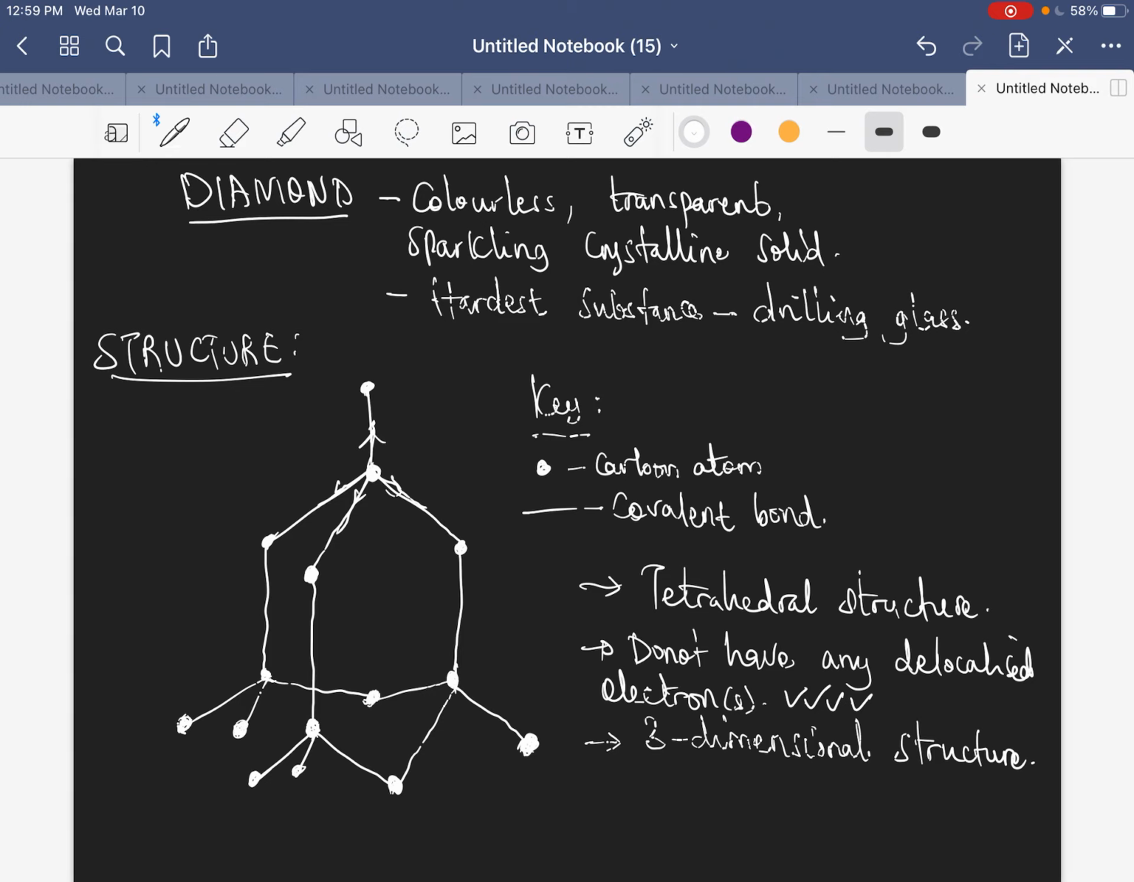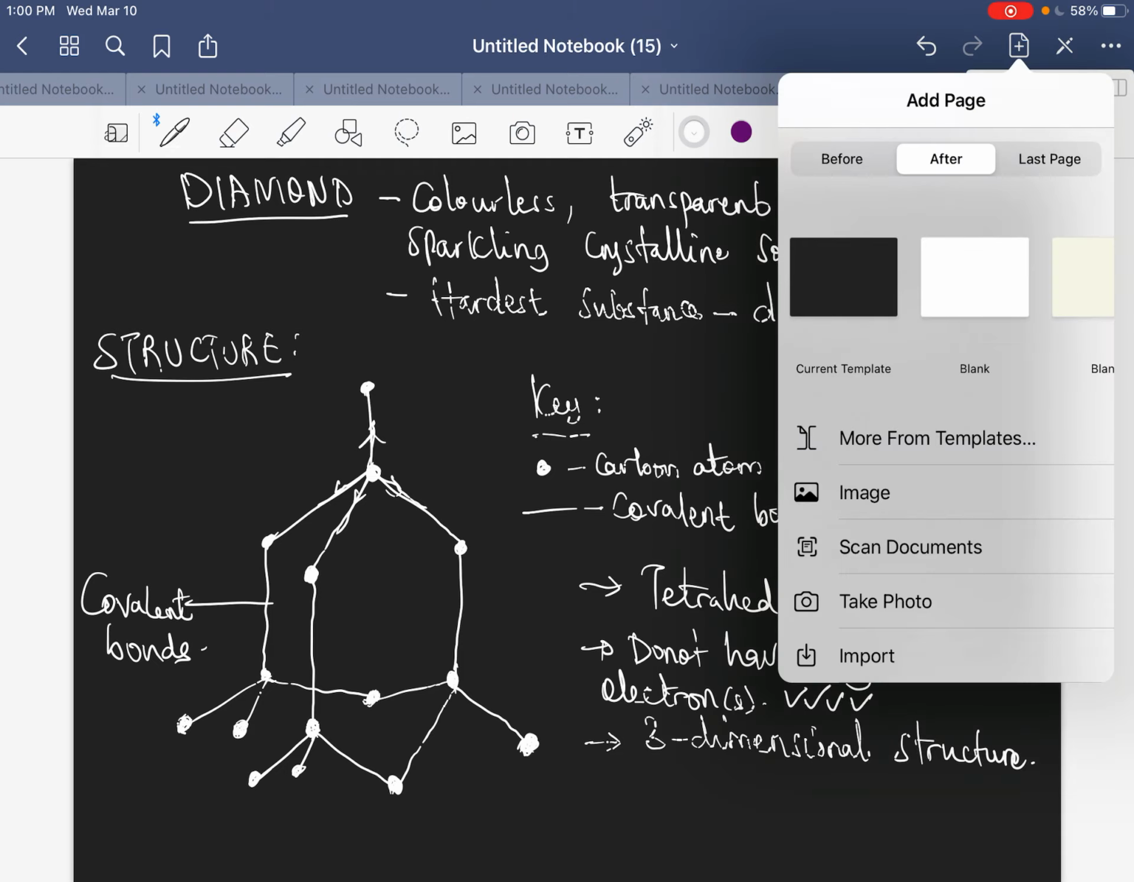And lastly, each carbon atom is bonded to 4 other carbon atoms, and since there is sharing of electrons, we still say that these are covalent bonds. So those are some of the things that we should note about the structure of diamond.